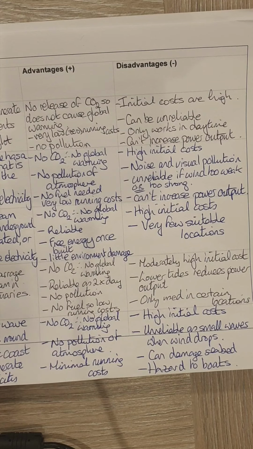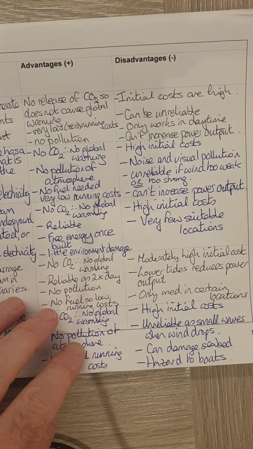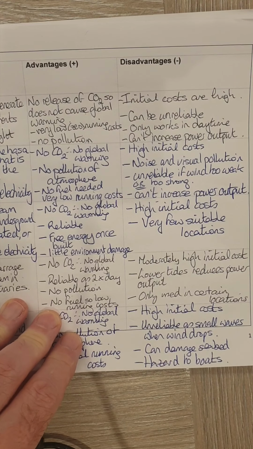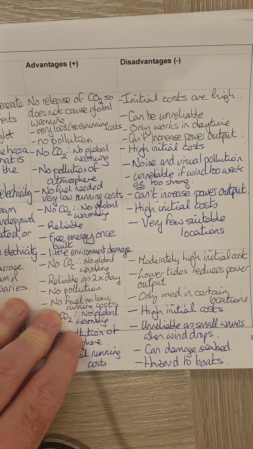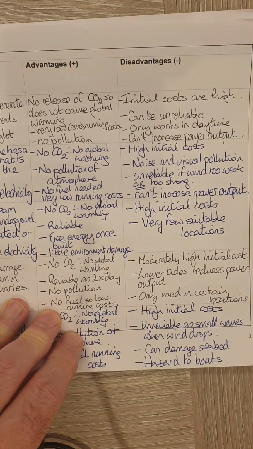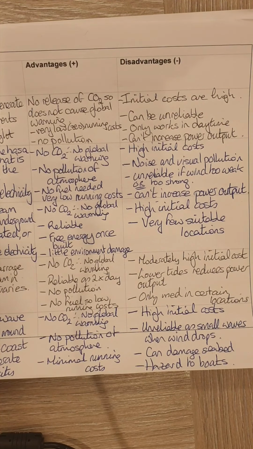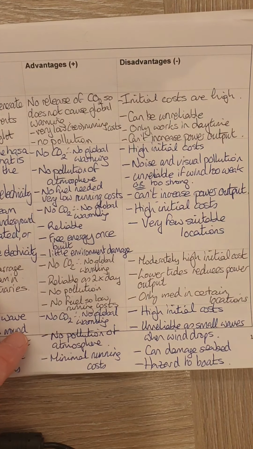However, the disadvantages of solar are the initial costs are very high. It can be unreliable if it's a very cloudy day, particularly a problem in the UK. It only works in the daytime, and we can't increase the power output if the demand suddenly goes up.